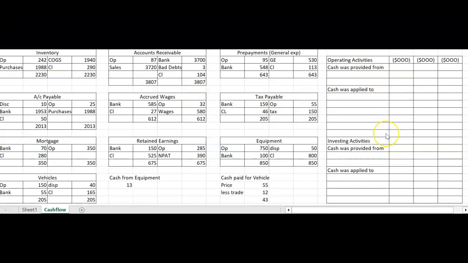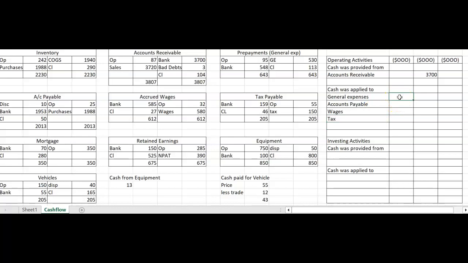I've widened my screen so you can see it, but you will write this in on page 9 of yours. So operating activities, cash was provided from. Firstly, we had accounts receivable. There's only one. We're going to find that bank figure here. Cash was applied to. So there's a few of these. We've got general expenses. If we're just reading across, then accounts payable, then wages, then tax. We'll put all these ones in.